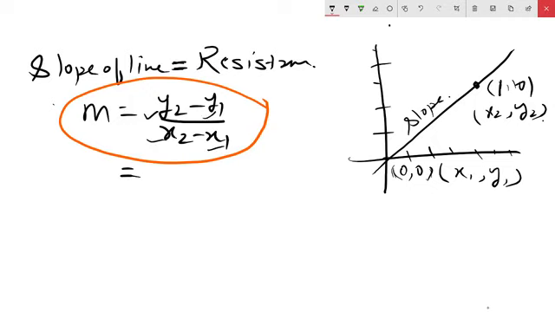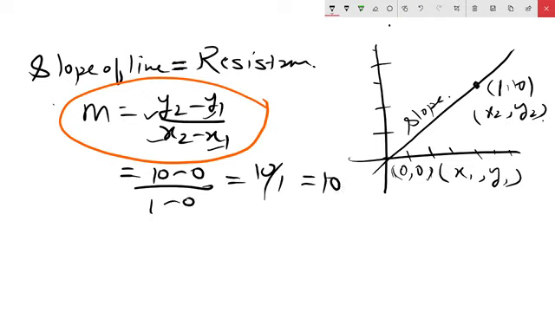So what is the y2 value, can you just tell me? The y2 value is 10 minus 0, and x2 minus x1 is 1 minus 0. So 10 by 1 will give you 10 only. So 10 ohms will be the answer.